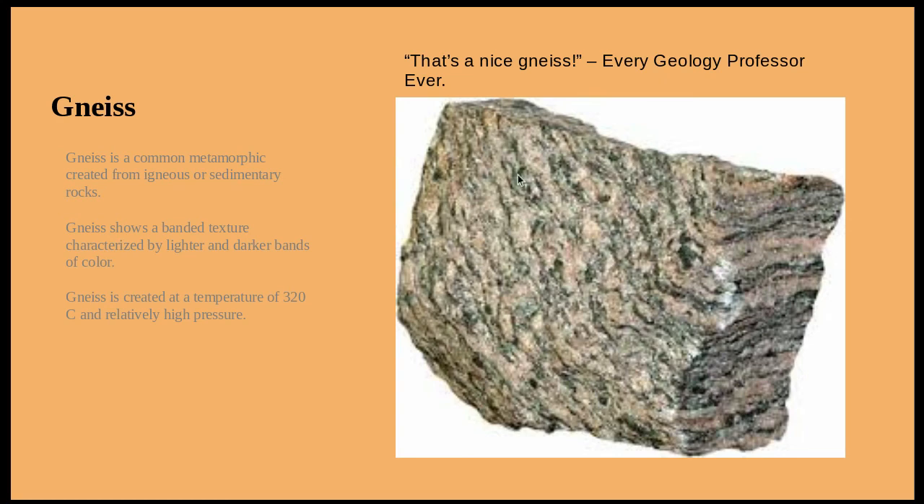Gneiss is another metamorphic rock, and it's very common. It's created from igneous or sedimentary rocks. And gneiss shows a banded texture characterized by lighter and darker bands of color. So as you can see, they've got these little bands in them. Gneiss is created at a temperature of around 320 degrees Celsius, and relatively high pressure. And this is a very nice quote that pretty much every geology professor you'll ever meet will say. That's a nice gneiss.